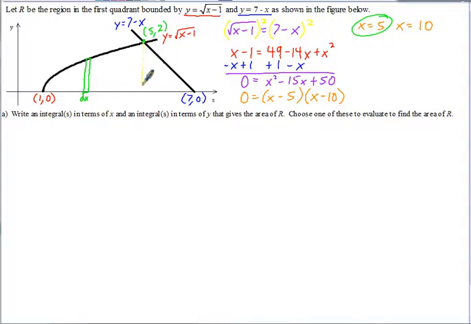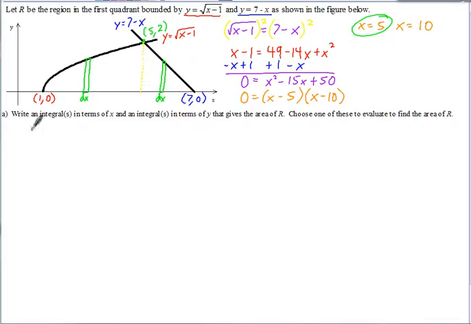That's true until we get right to that point of intersection, and then afterwards, notice the rectangle is between y equals 7 minus x and 0. So if you're using the vertical rectangle, you'd have to actually use two integrals to integrate this. So let's go ahead and see how that would work.